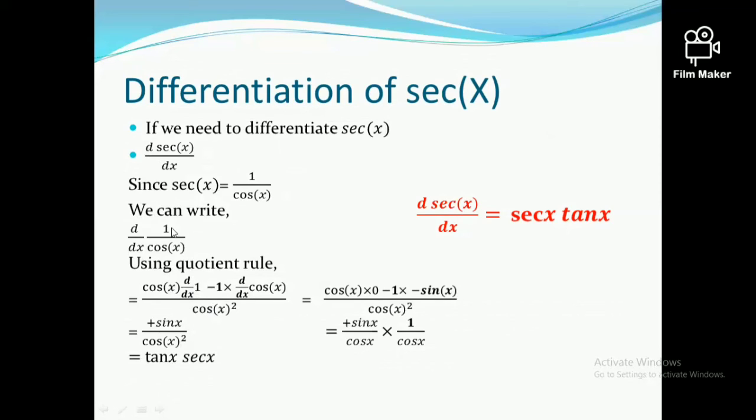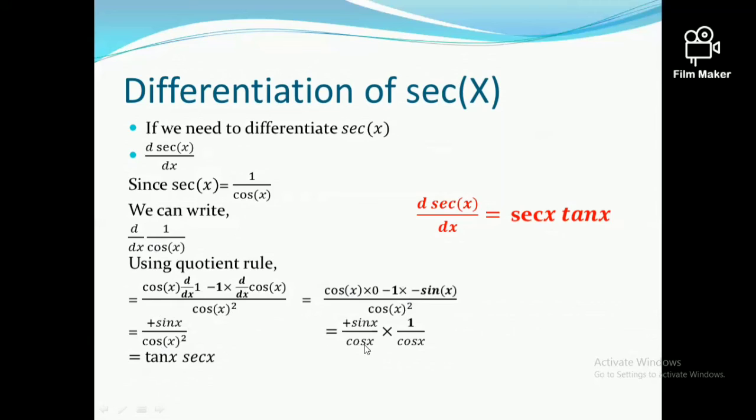What is the numerator term? The numerator term is 1. Minus, keep the numerator and differentiate the denominator. The same quotient rule I am using, right? Then we know that the differentiation of 1 is 0. Minus 1 times the differentiation of cos x, which is minus sin x, right? Then cos x into 0 is 0. Minus 1 into minus sin x is plus sin x over cos squared x.